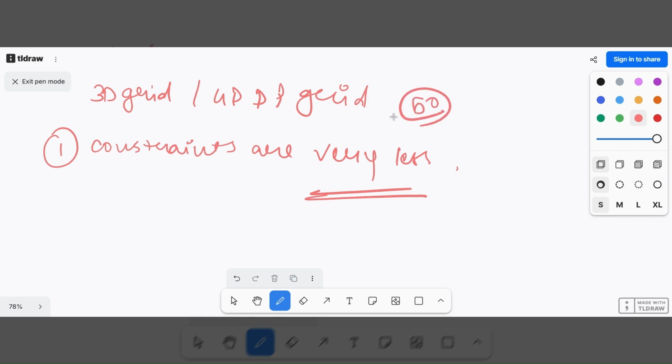Under 50, maybe, yes. So make sure that you can use this only if your constraints are very, very less. Okay, so time complexity and space complexity won't matter for you. It's just that the algorithm which you make matters for you. So that's where we'll use 3D DP grid or 4D DP grid.